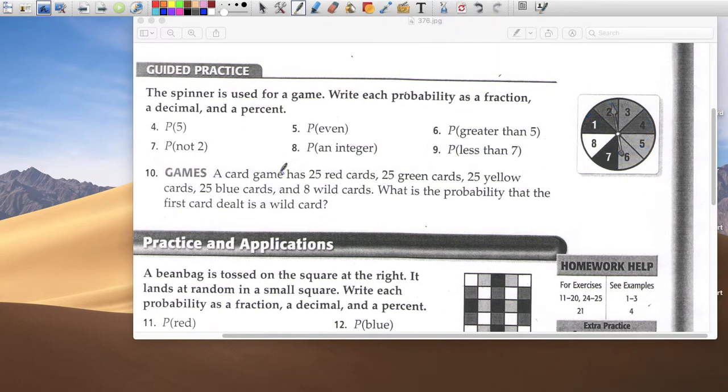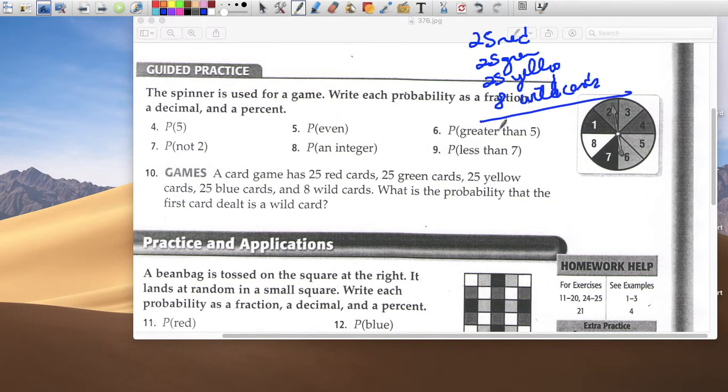Next question. So there's a card game that has 25 red, 25 green, 25 yellow, and 8 wild cards. So that's 8 wild cards. So what's the probability that the first card that is dealt is a wild card?